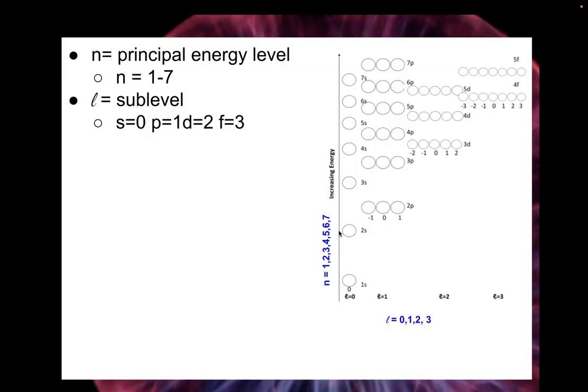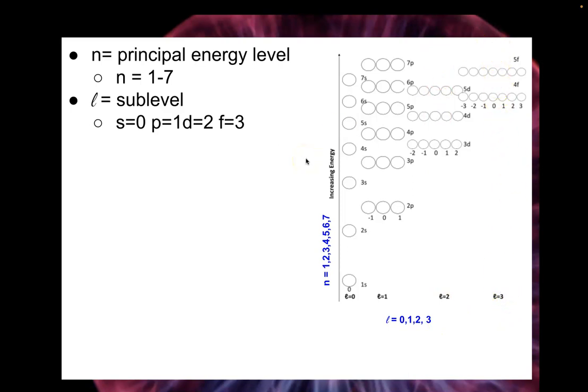So when we look at the same chart, our first number would be a number n, 1 to 7. Our second number then is going to be a number between 0 and 3. So any s orbital would be L equals 0. Any p orbital is going to be L equals 1, and you can see them as you go up. Any d orbital is going to be L equals 2, and any f orbital would be L equals 3.